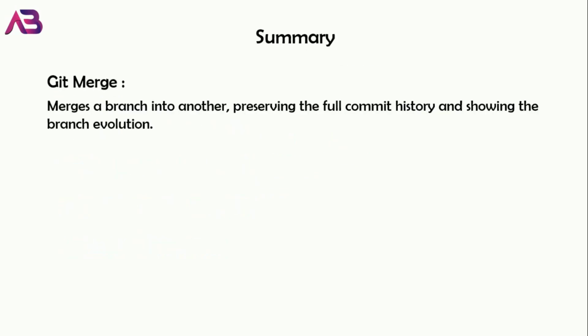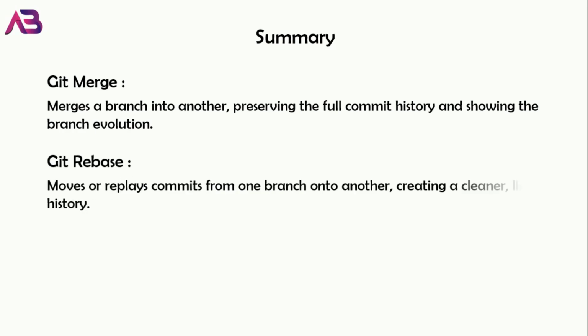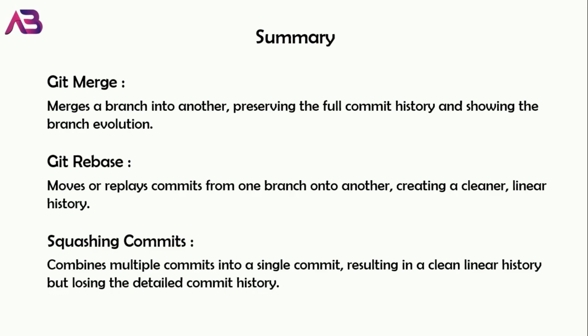Okay, to sum it up, Git Merge merges a branch into another, preserving the full commit history and showing the branch evolution. Git Rebase moves or replays commits from one branch onto another, creating a cleaner and linear history. Squashing commits combines multiple commits into a single commit, resulting in a clean linear history, but it will lose the detailed commit history.